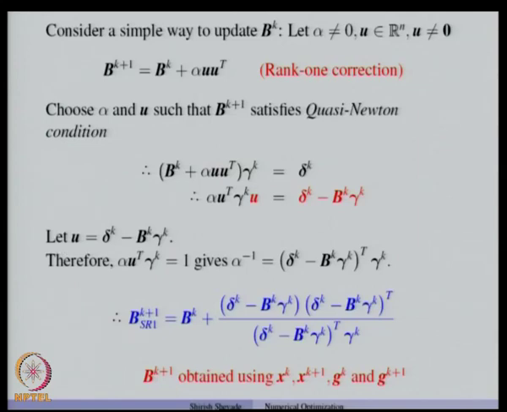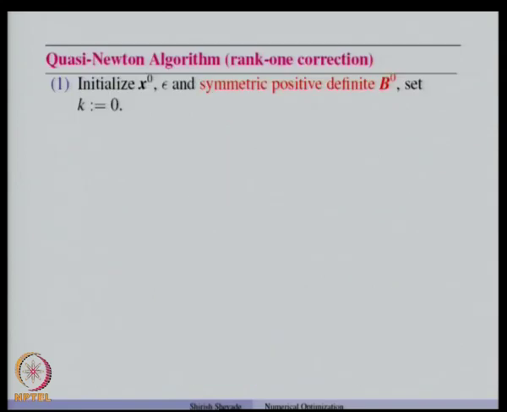One good thing about this update is that B_{k+1} is obtained using B_k, delta_k and gamma_k, or in other words B_k, x_k, x_{k+1}, g_k and g_{k+1}. So, the information at the current iteration and the previous iteration is used to update B_k to B_{k+1}. This is a very important point that one needs to remember. Now, let us look at the algorithm. Compared to other algorithms that we have studied so far, this quasi-Newton algorithm needs a symmetric positive definite matrix B_0 to start with.